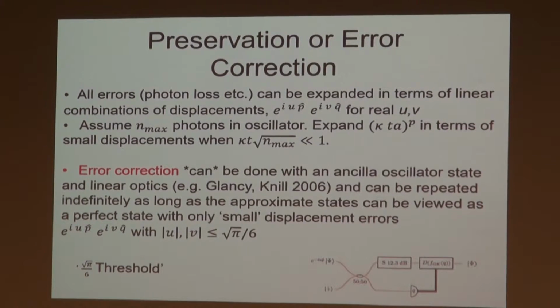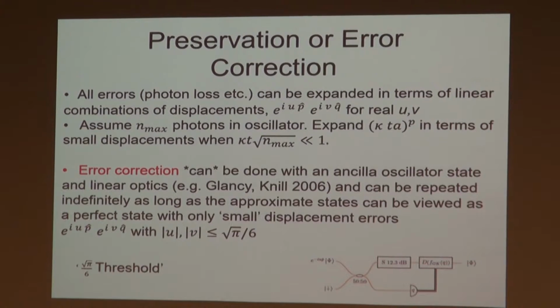Maybe that comes out of some photon loss expansion of a Lindblad equation. There's some time scale, there's some kappa, some decay rate, and there are some powers. And there are means, and we do this in the paper, to expand this in terms of small displacements, assuming that kappa t times the square root of n max is much, much less than 1. So you have to assume that the rate at which your noise happens is low compared with the number of photons. And the question, of course, is, are you in this regime?